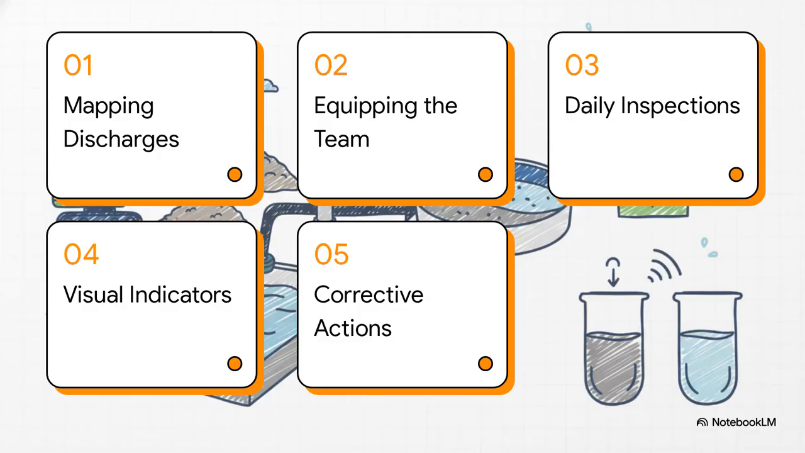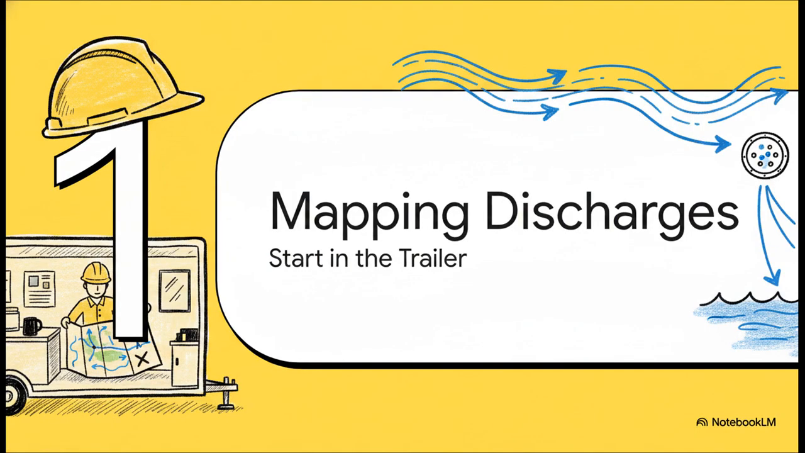First up, mapping your discharge points. Second, equipping your stormwater team. Third, we'll hit the daily dewatering inspection steps. Fourth, recording visual pollution indicators. And finally, corrective action for exceedances. Let's dive in. Section 1.